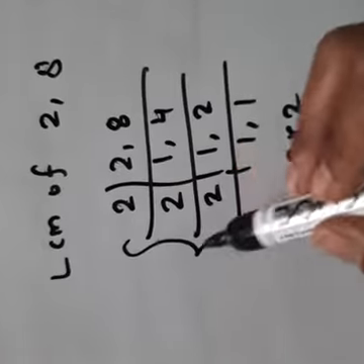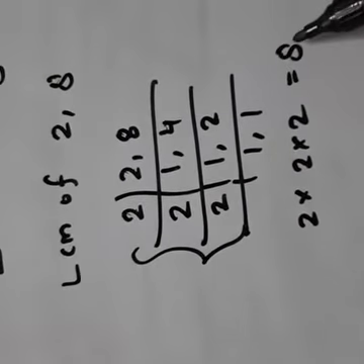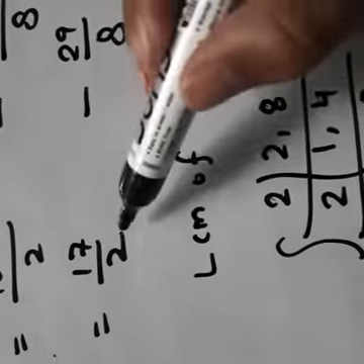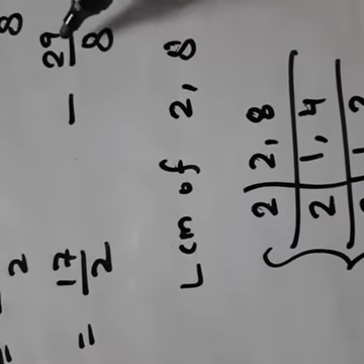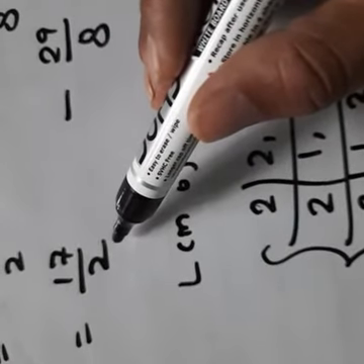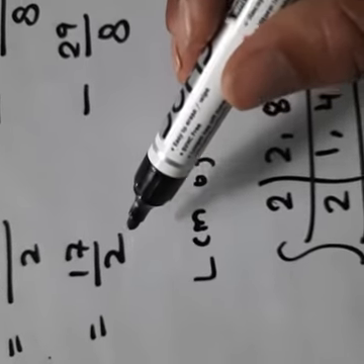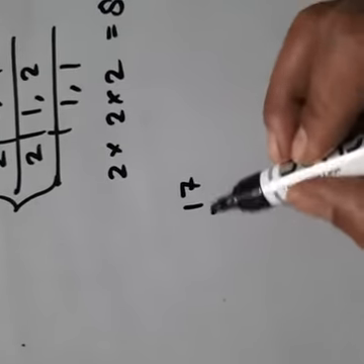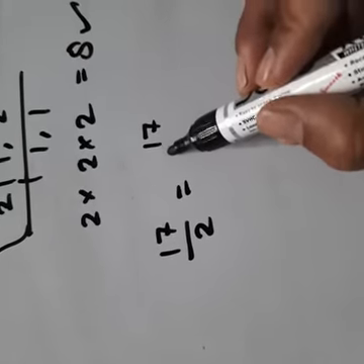Now multiply all these three divisors. So 2 into 2 into 2 is 8. What does it tell us? LCM tells us that you have to make both denominators equal to the LCM, that is 8. Here it is already 8. Only this 2 you have to convert into 8, either by multiplication by some number or by dividing the fraction by some number. So in 17 upon 2 we have to make its equivalent fraction whose denominator will be 8.